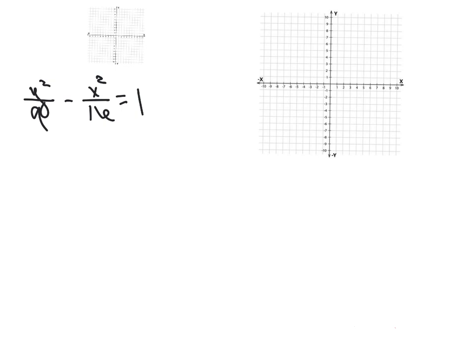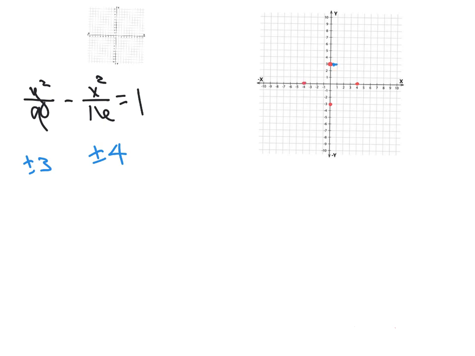Okay, so all we're going to do, since it's already in the correct form, is take the square root of 9, square root of 16, and graph them up here. And this is a key part. The y is plus or minus 3. The x is plus or minus 4. So y is plus or minus 3. x is plus or minus 4.